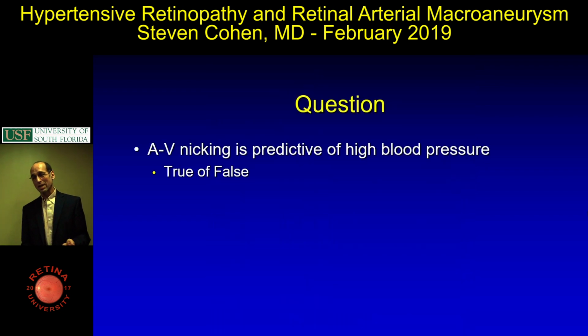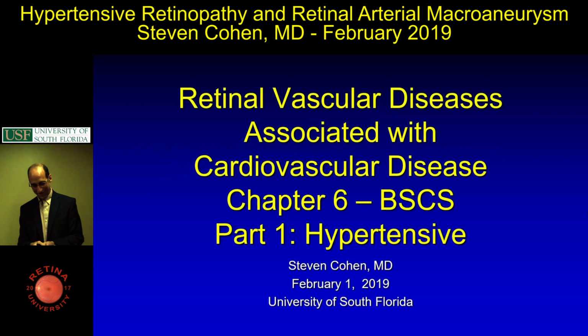So they're mostly all hypertensive. So AV nicking is predictive of high blood pressure. Is that true or false? Oh, false. That's not true. It's not predictive. And that's it. So, one question.